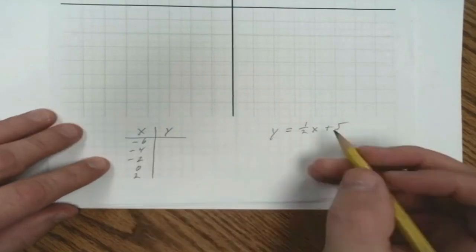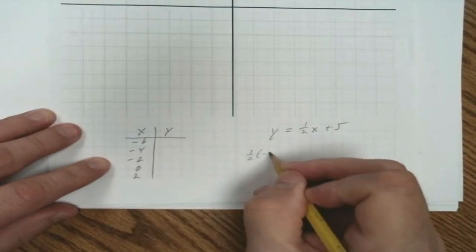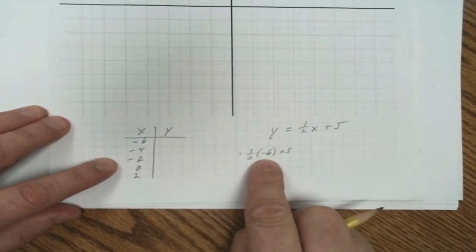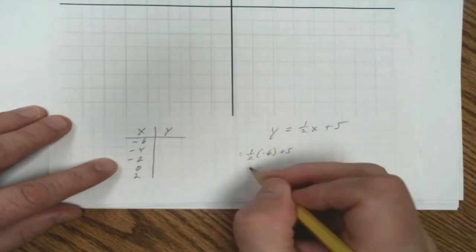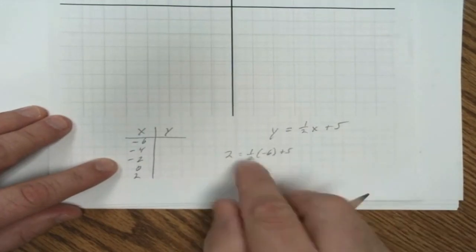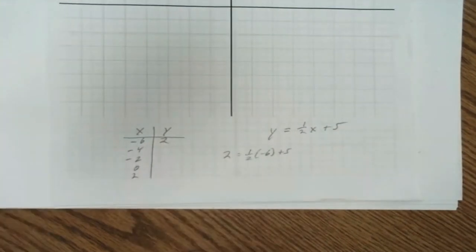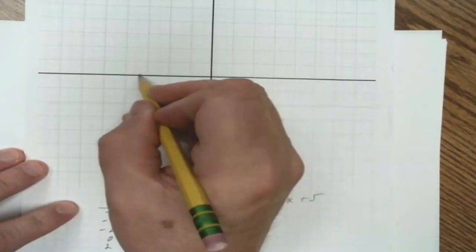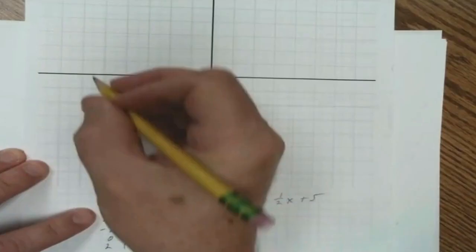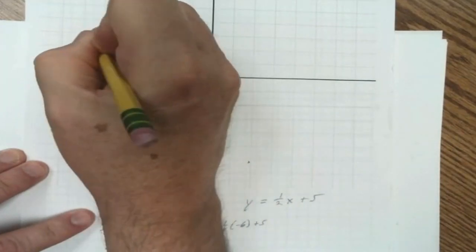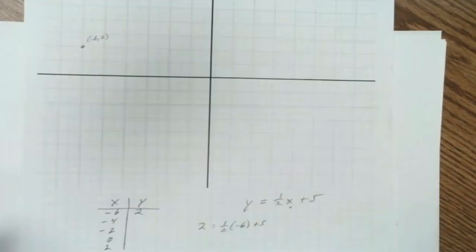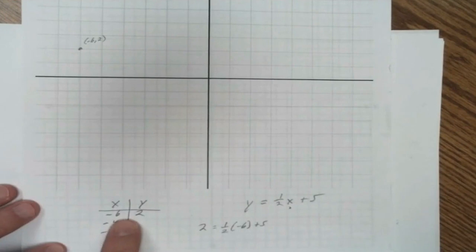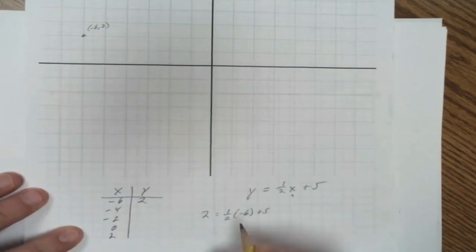So when we substitute -6 in, 1/2 times -6 plus 5, what is the y going to be? 1/2 times -6 is -3, plus 5 is 2. So y equals 2 when x is -6. That gives us a point for our graph. 1, 2, 3, 4, 5, 6. This is -6, and we go up to 2. So that's the point (-6, 2). That is a point on this line because the x and the y make that a true statement. Let's look at -4.